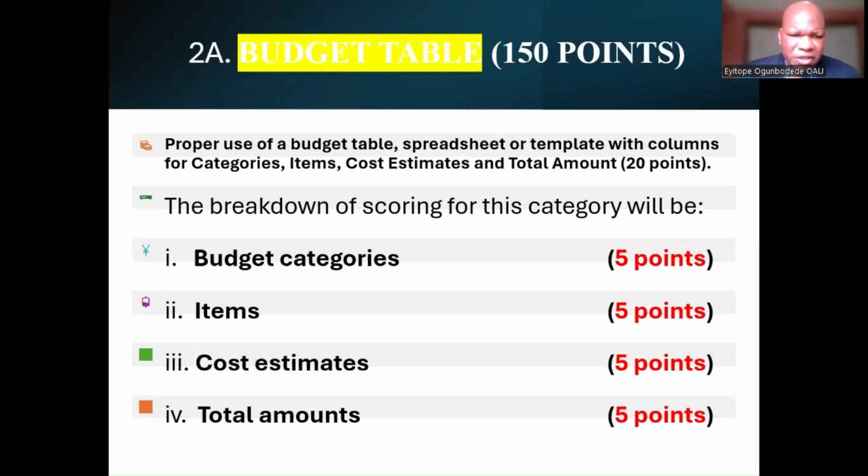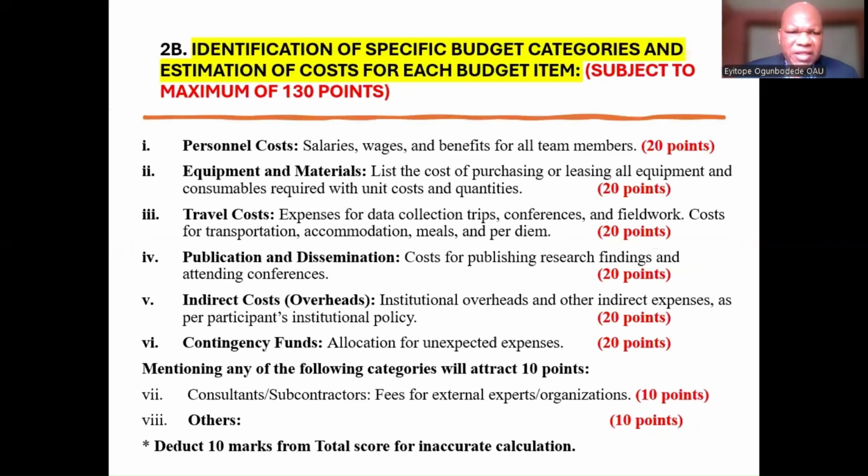The budget categories, you put a column for the budget categories, that will be 5 points. A column for the items will be 5 points. Cost estimates will be 5 points. And then the total will be 5 points. And now let's go to the items.